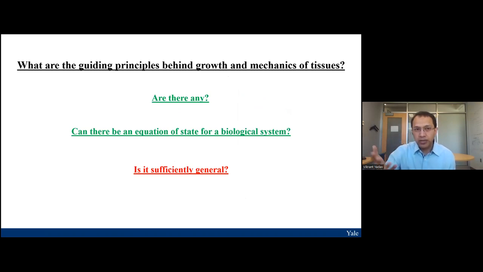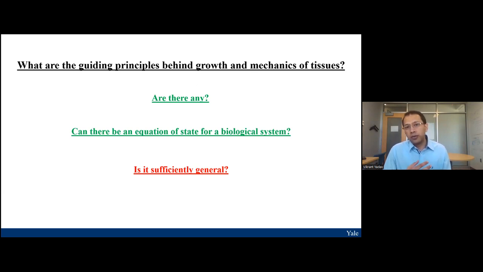So where are we with respect to the big questions that we started with? One of the questions is, are there any guiding principles? We think, yes, there could be one: that the cells are trying to keep the energetic cost of growth fixed. Is there an equation of state? Yes. Final question, is it sufficiently general? Maybe not. Maybe it depends on size, up to a certain limit, or on tissue type. But then what is the big deal if it is not general? I think the big deal is not that we have shown you can combine these variables in a way to create an equation of state. I think the bigger deal is that we have shown that it's not impossible to do so. If you can do it for one system, maybe there's hope for others.